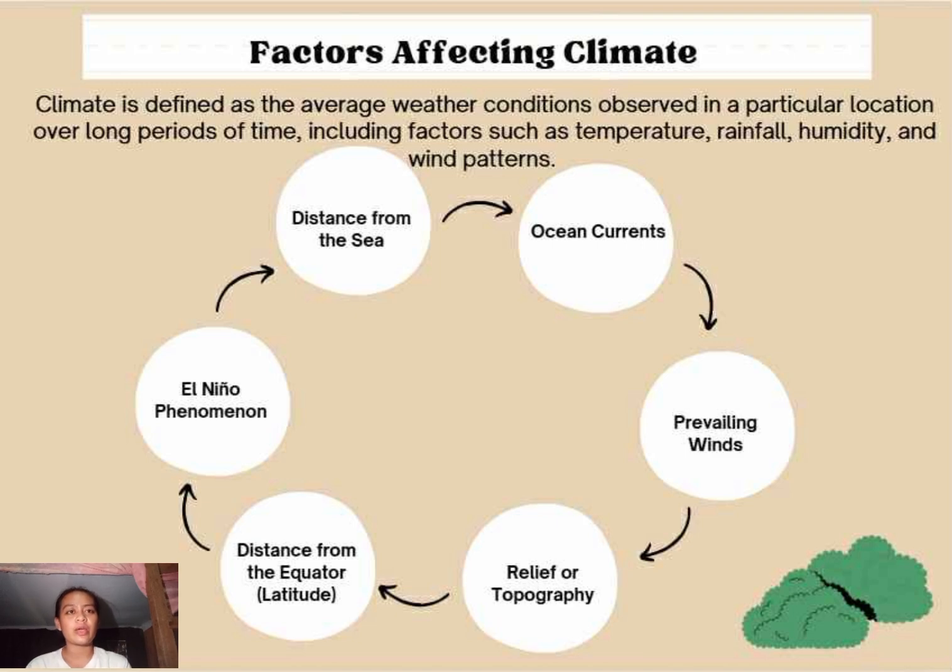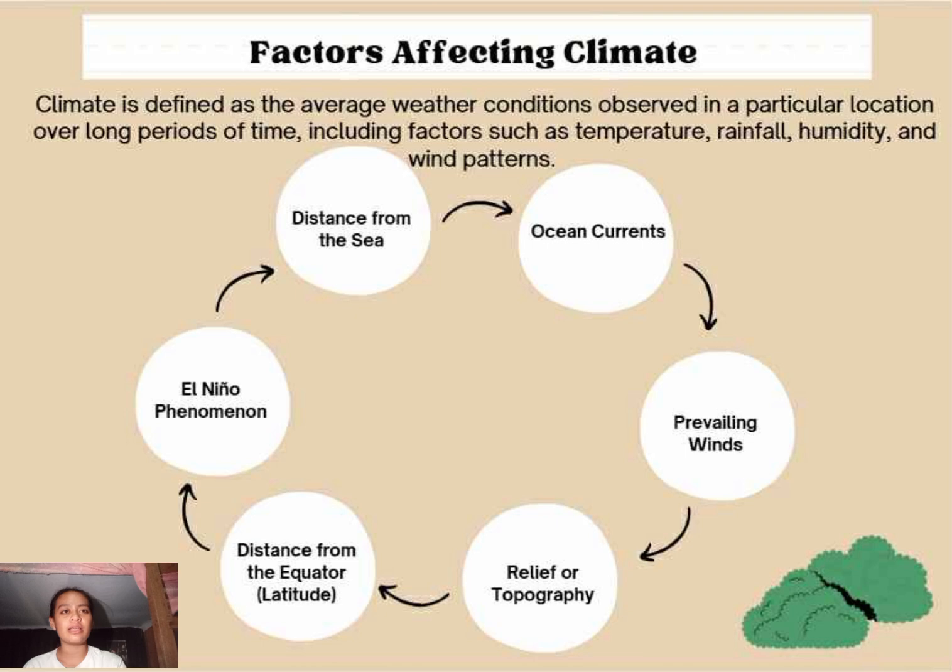Third is prevailing winds. Prevailing winds carry air masses from one place to another. Winds from the ocean bring moist air, which can lead to more rainfall. Winds from dry land bring hotter and drier air. These wind patterns help to distribute heat and moisture across the earth.